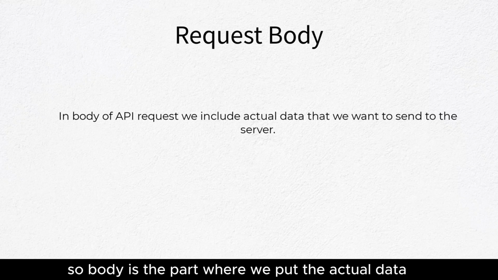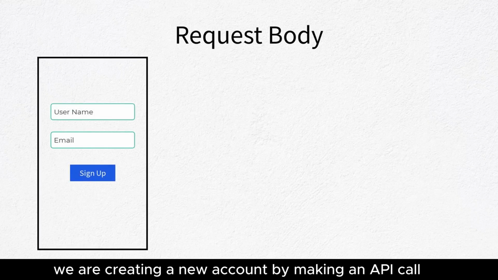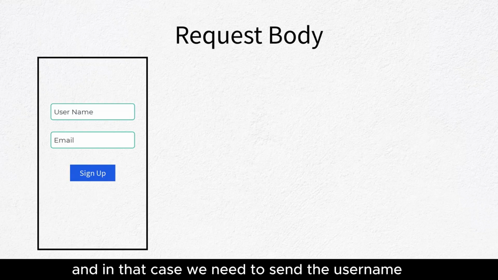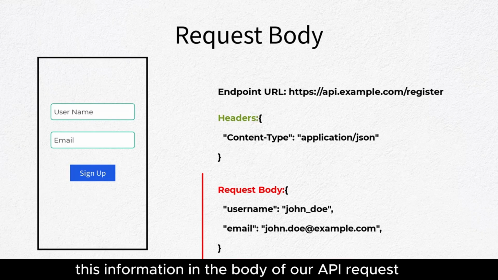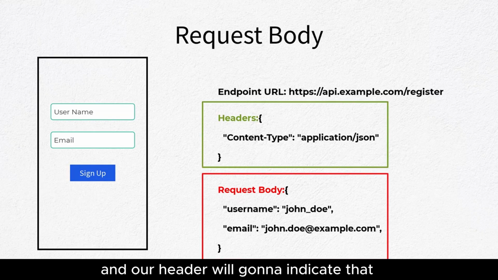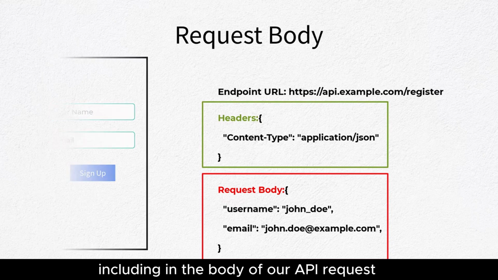And the next thing is the body of our API request. So body is the part where we put the actual data which we want to send to the server. Let's say we are creating a new account by making an API call, and in that case we need to send the username and the email to the server. So we include this information in the body of our API request, and our header will indicate what type of data we are including in the body of our API request.